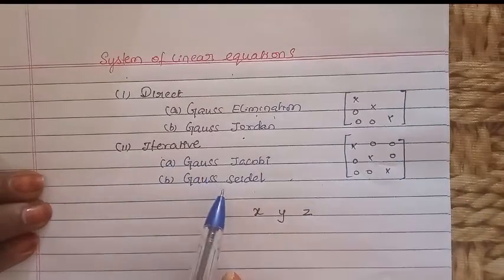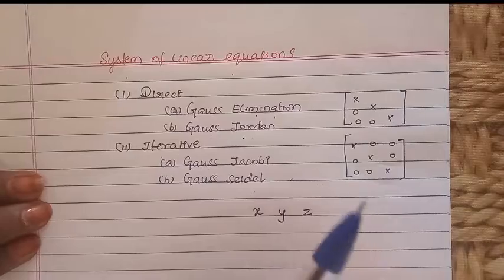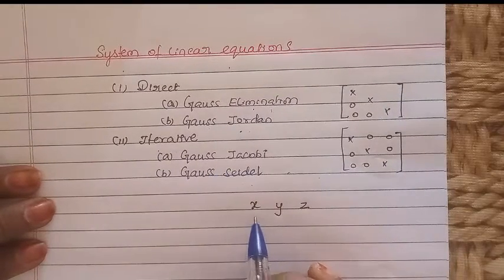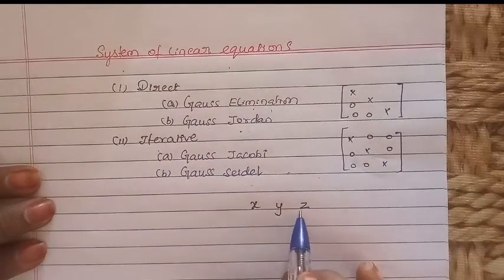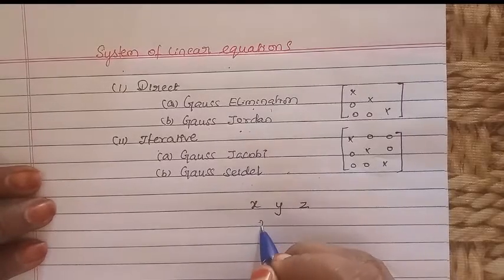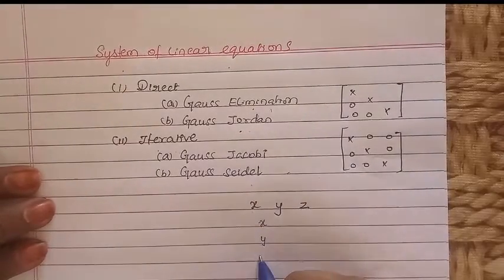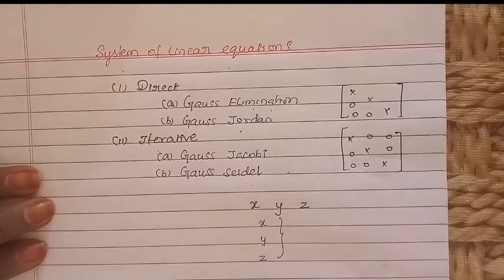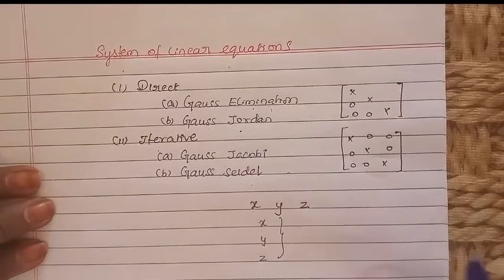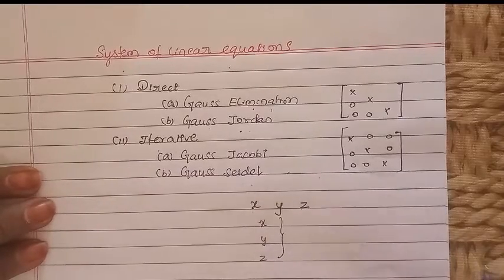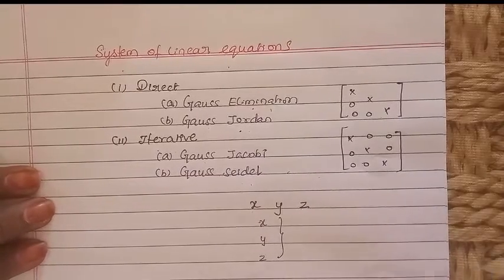In Gauss-Jacobi and Gauss-Seidel, the working method is the same. In the Gauss-Jacobi method, we will be initializing the values of x, y and z to 0. When you do that, you will get new values for x, y and z. These values will be substituted in the given equation to get the next set of values. And this is repeated till we get the same values in two consecutive iterations.